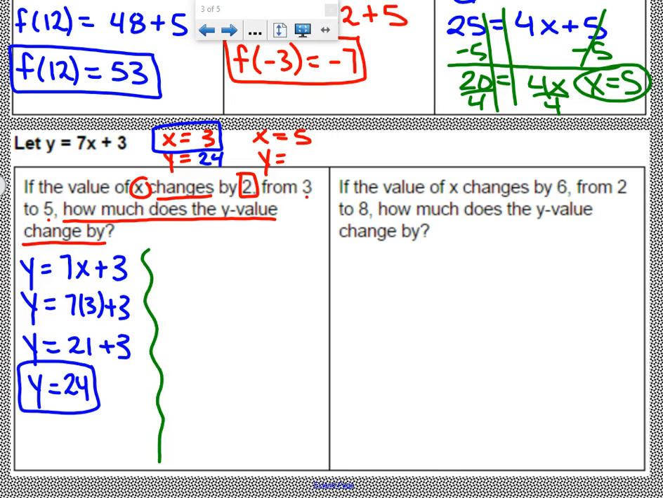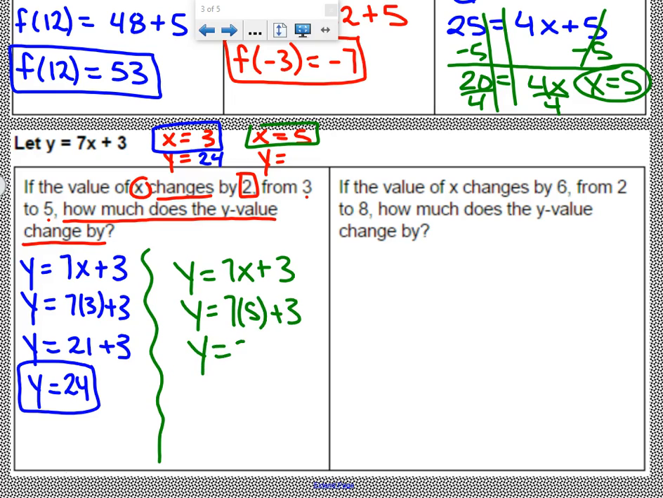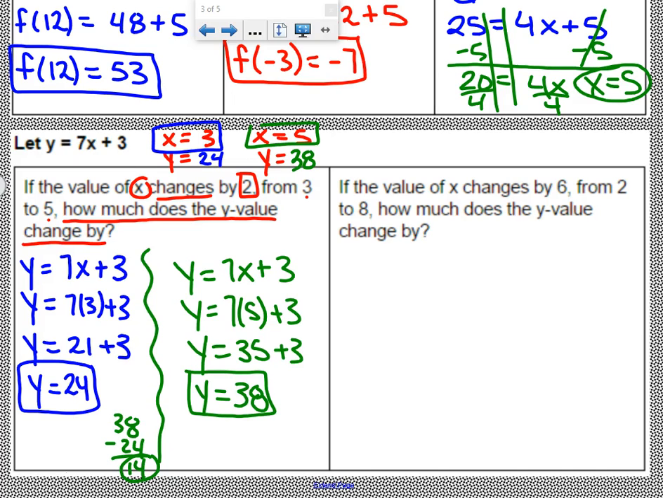Next, we solve the other equation, y equals 7x plus 3, but this time x equals 5. So y equals 7 times 5 plus 3. 7 times 5 is 35, plus 3, which is 38. So when x equals 5, y equals 38. Now how much did our y value change by? So we do 38 minus 24, and we get 14. Our y value changed by 14.